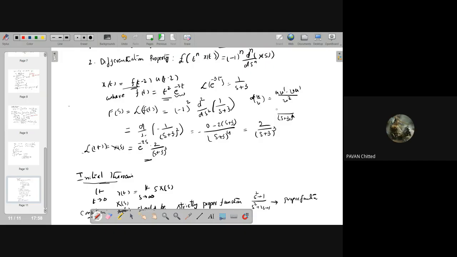Otherwise, we can consider 1 by s plus 3 as a t variable. So 1 by t to the power 2, a differentiation of that is minus 1 by t to the power 4 into 2t. Yeah, correct. So it will become minus. Right. So this is minus. Okay, nice.